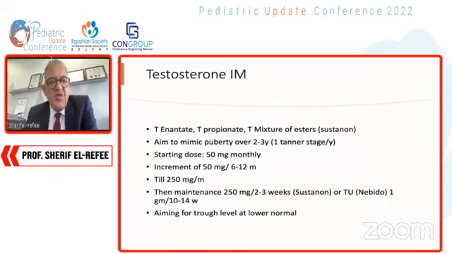Enanthate is the most popular one we use up until we reach the maintenance dose. After 3 years, we can use the Nebido, which can be used every 10 to 14 weeks. We can monitor or change the dose based on the trough level before the next injection, and you are aiming for a testosterone level at the low normal.